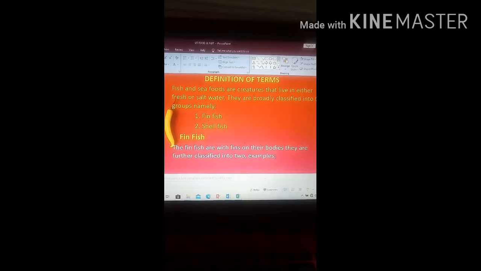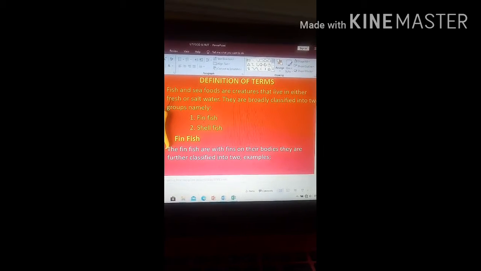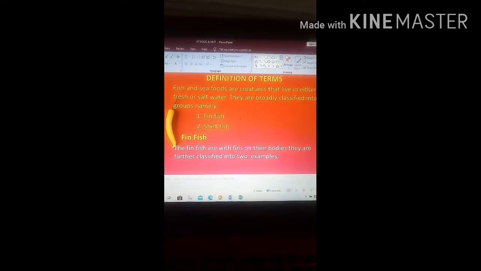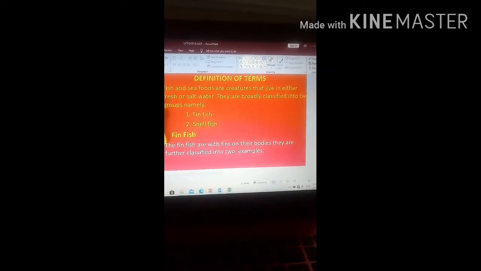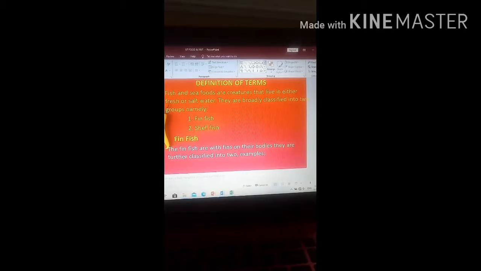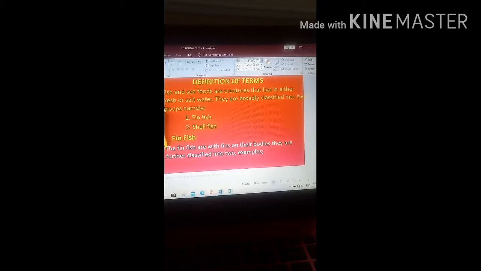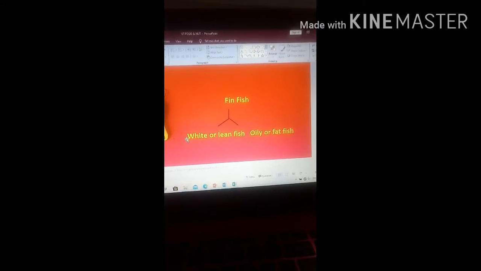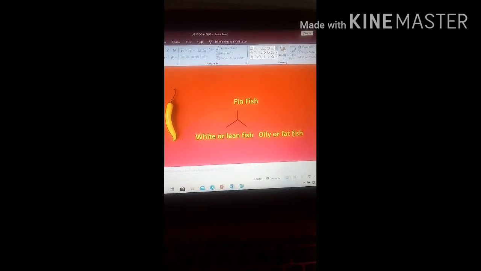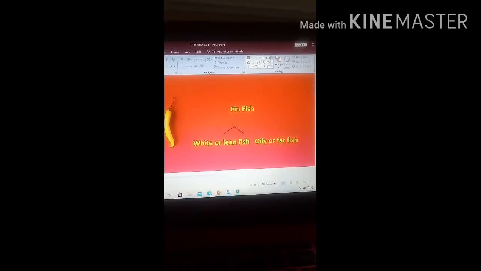The fin fish are fish with fins on their bodies, and they are further classified into two. The two classifications of fin fish are white or lean fish and oily fish. White or lean fish and oily or fat fish. So these are the two major categories of fin fish.